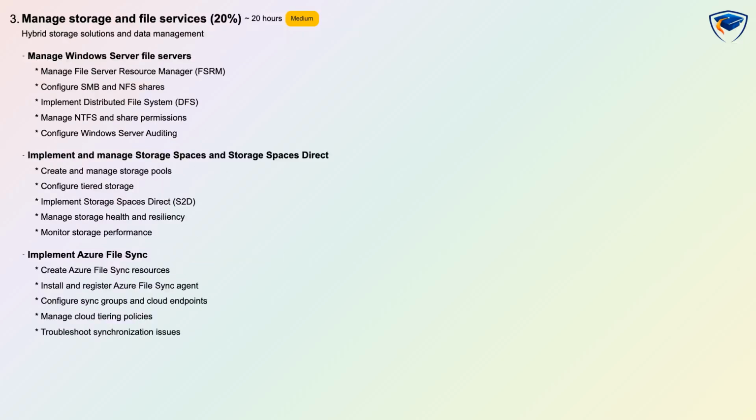Another key topic in the first domain is implementing and managing hybrid identities. You'll learn how to install and configure Microsoft Entra Connect, manage Microsoft Entra Cloud Sync, and configure password hash synchronization, or PHS. You'll also learn how to configure pass-through authentication, or PTA, and manage health and synchronization monitoring.